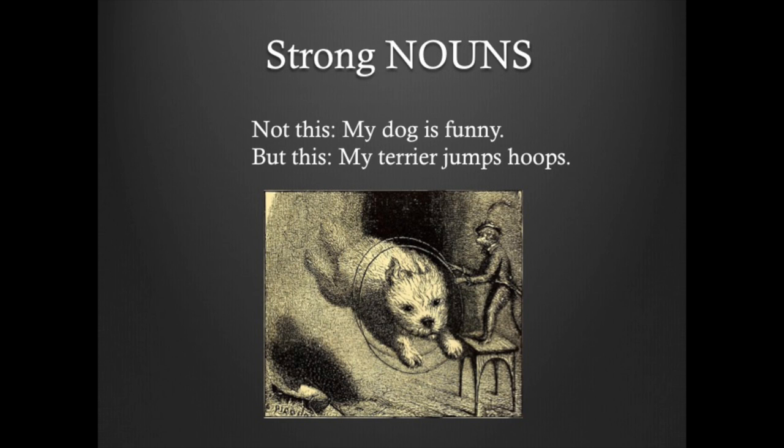Likewise, it's good to take time to teach students to choose strong nouns. Not "this, my dog is funny," but "this, my terrier jumps hoops." Notice that I also changed the to-be verb "there is" and used "jumps" instead, much stronger, and more specific, and a lot stronger writing. Again, no modifiers or adjectives until the noun is as specific as it possibly can be. So you could have "this, my fat terrier jumps hoops."